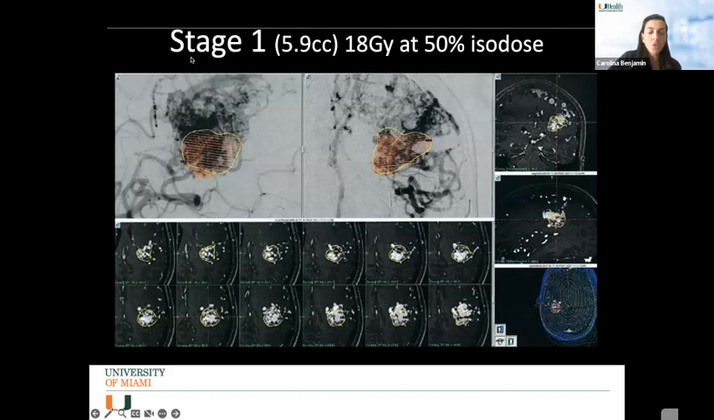So he underwent a 2-stage approach. The first stage, 6 cc's given 18 grays at the 50% isodose. And you can see here, and here's another thing that I like to think about when I do these: what should you treat first?